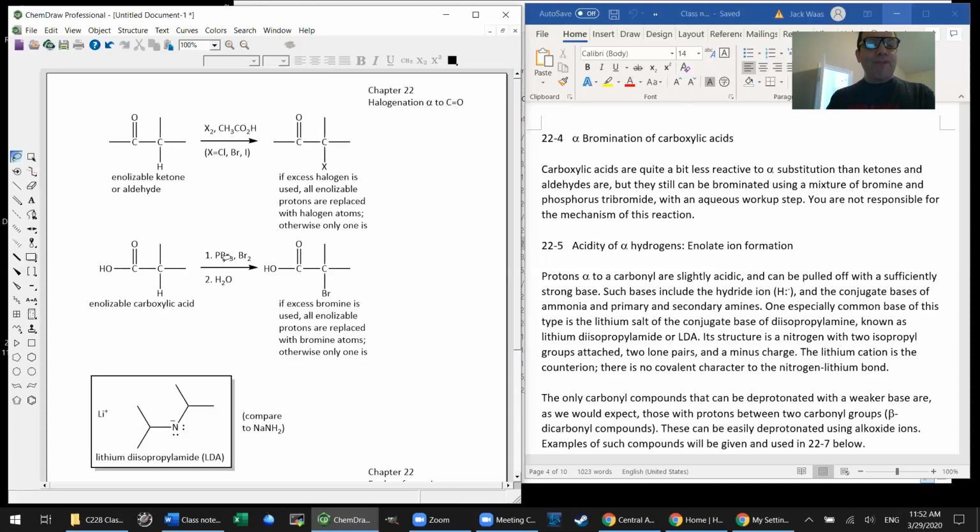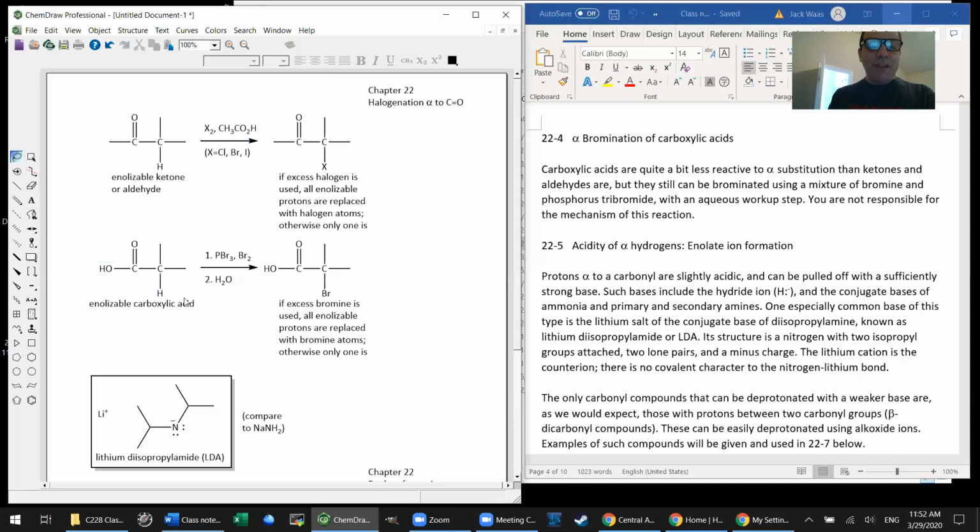I wonder if perhaps phosphorus trichloride just isn't quite reactive enough. Phosphorus triiodide I don't think exists. So I think this will be limited to bromination at the alpha position of an enolizable carboxylic acid. In any case, the action of the phosphorus tribromide actually is to convert the carboxylic acid into an acid bromide. So instead of OH here, you'll have a bromine, and you'll have that at first. And then, honestly, it goes through pretty much the same mechanism as with ketones or aldehydes.